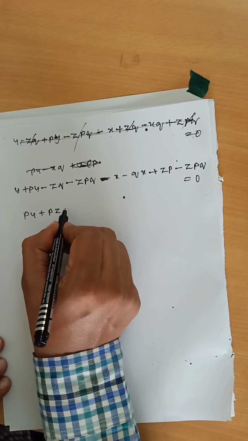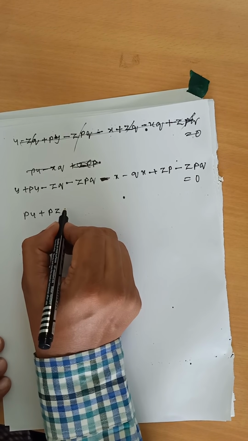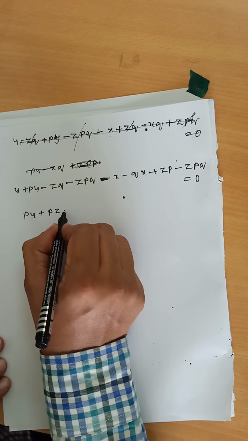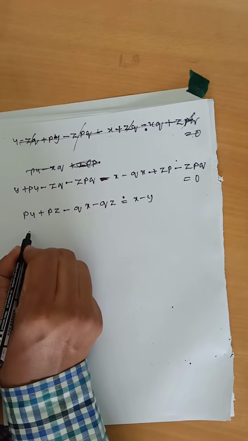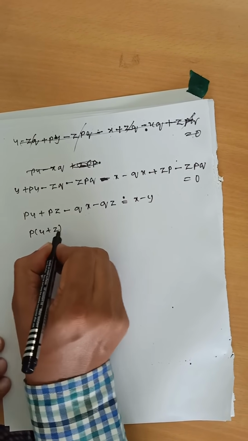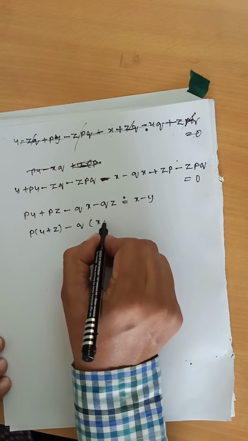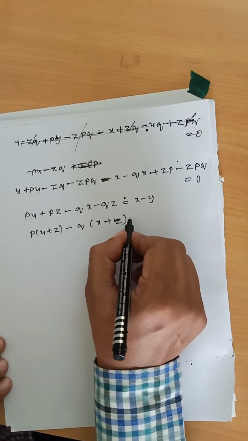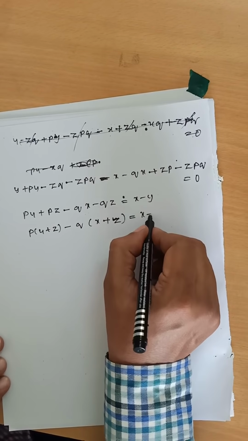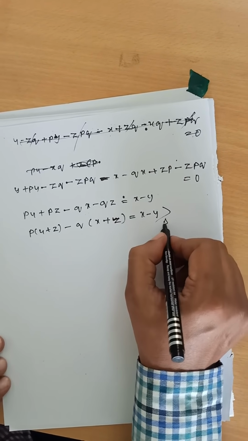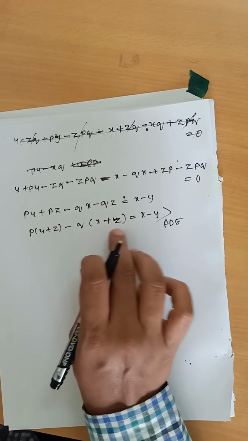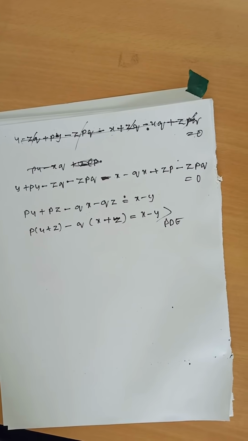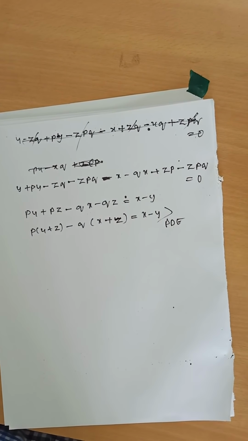Pz minus qz... so (y plus z)p minus (x plus z)q equals x minus y is the required PDE. You just simplify this, and the answer is always like this. That is why. Next problem.